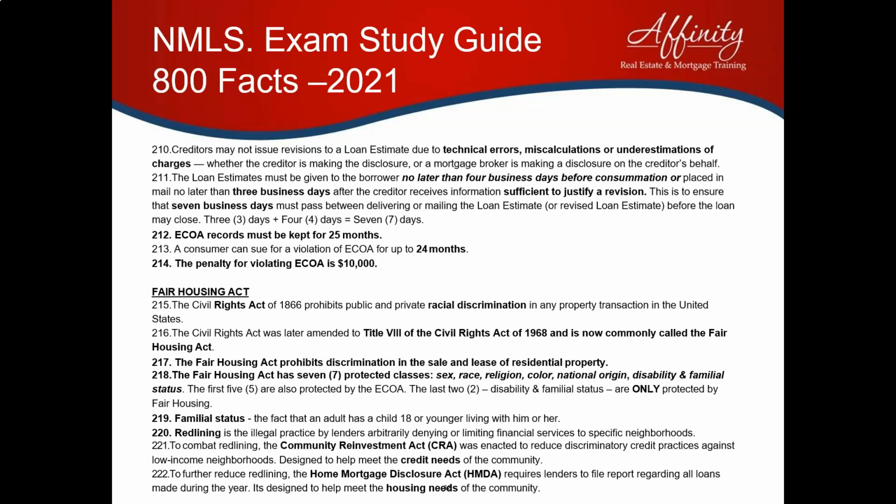Under fair housing, there are 7 protected classes: sex, race, religion, color, national origin, disability, and familial status. The first 5 are also protected by ECOA. The last 2, disability and familial status, are only protected by fair housing. Familial status means there's an adult with a child in the house who is under 18 years old.